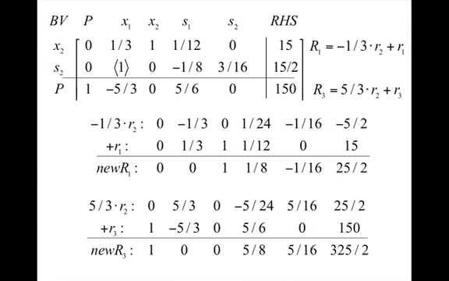Negative 5 over 24 plus 5/6 gives me 5/8. 5/16 plus 0 is 5/16. And 25 halves plus 150 is 325 halves. So I'm going to keep row 2 the same, and I'm going to replace rows 1 and 3 with our new row 1 and our new row 3.